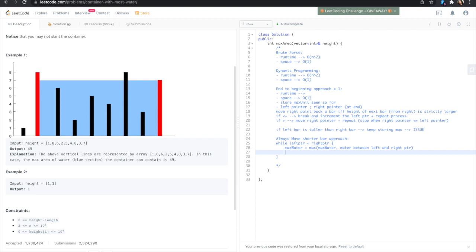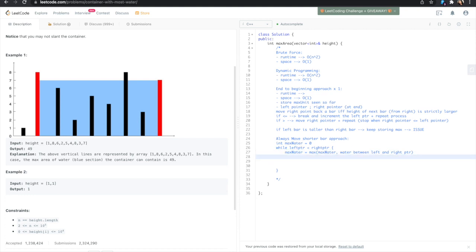We know max water is going to be initialized to 0. The minimum amount of water is 0. I would have initialized this to negative infinity, but the minimum amount is 0 anyway, so let's go with 0. And we know max water is calculated here. Now we need to move the pointers.